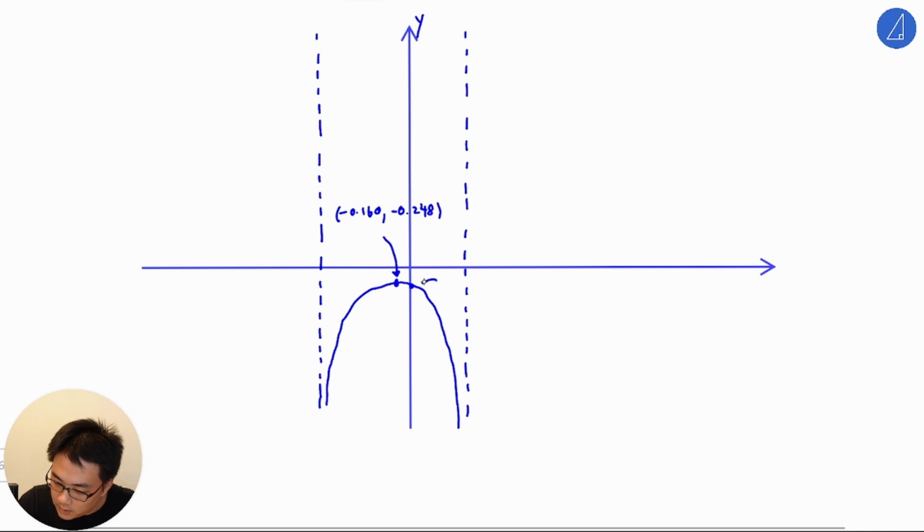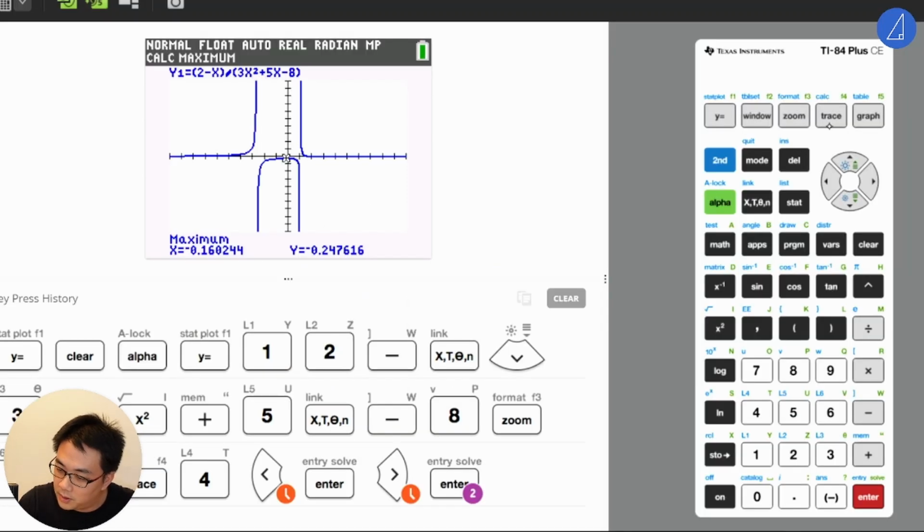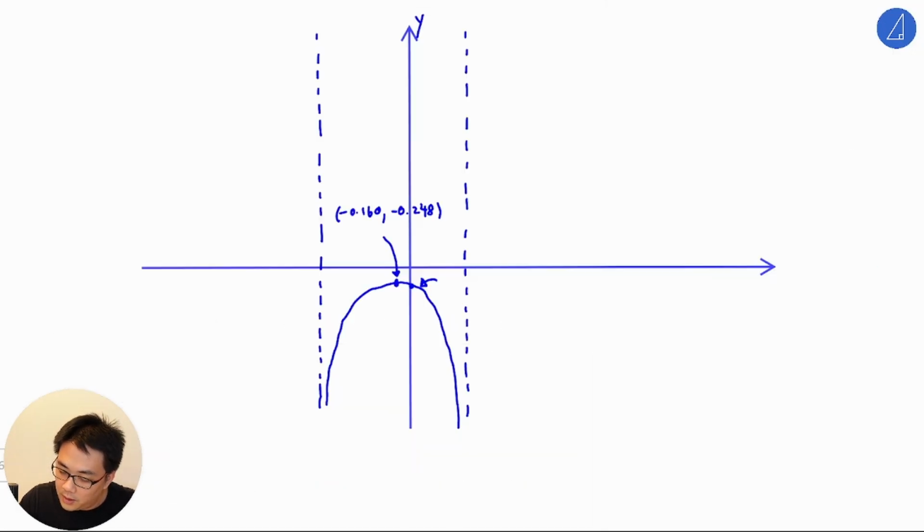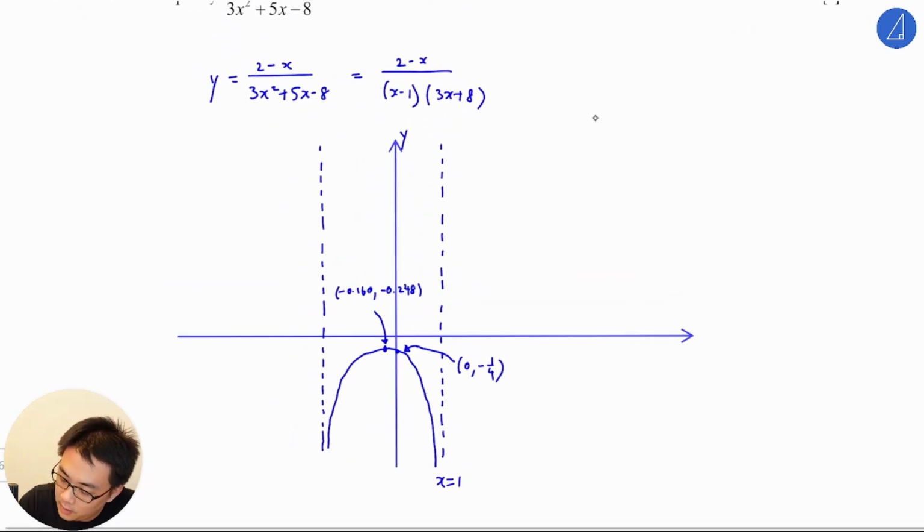They want this, so just key in calculator. This one will be trace 0, negative 1/4. Okay. Then this x equals to 1. x equals to negative 8/3. Okay.